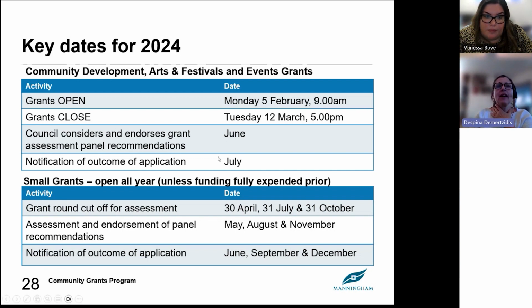Now, small grants are open all year long unless we run out of funding. The grant cutoff for small grants is 30th of April, 31 July, and 31 October. I'm repeating myself, I know I said it earlier. And they will be in assessment, and endorsement of the panel recommendations will happen in May, August, and November, and you'll be notified in June, September, and December of outcomes.